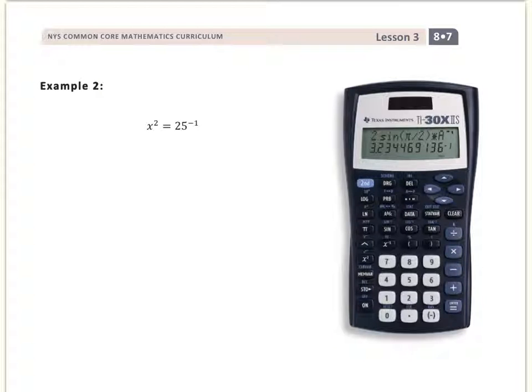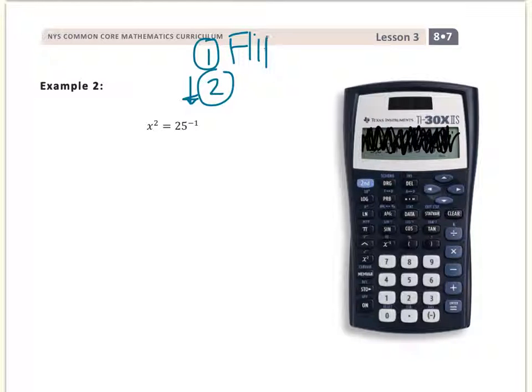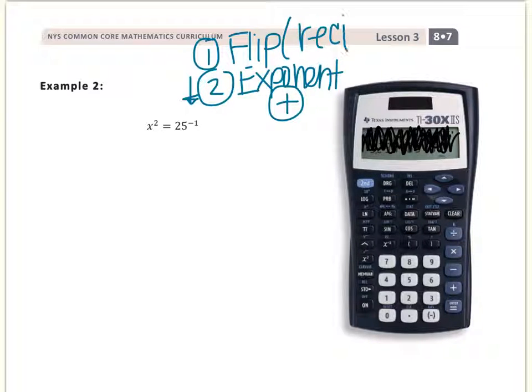Next example is x squared equals 25 to the negative 1. Notice how this time we have that negative 1 that wasn't there before. So I'm going to take care of the negative 1 first. In order to get rid of this negative exponent, I have to do 2 things. The first thing I have to do is flip it, and then I have to make the exponent positive. And when I say flip it, I mean find the reciprocal.